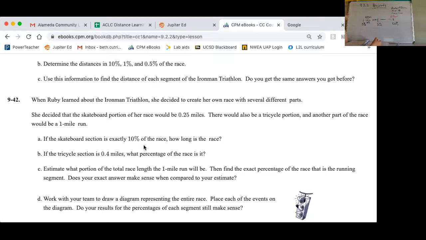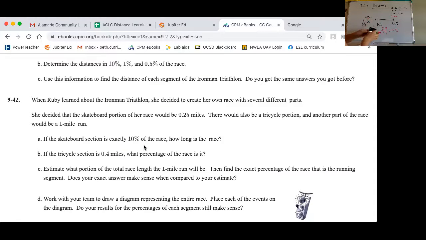The tricycle section, now they tell us the tricycle section is 0.4 miles. What percentage of the race is that? 0.4 miles out of a total of 2.5. You can take your calculator and divide 0.4 by 2.5. So here we go. 0.4 divided by 2.5 equals 0.16.